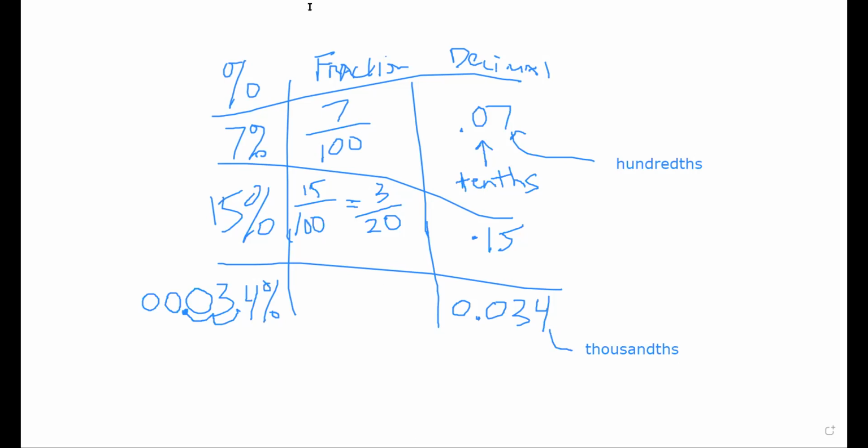So what's our fraction? Well, I could just take it straight out of these numbers. It's 34 out of 1,000. Okay, those are both even numbers. I can reduce that. It's the same as 17 out of 500. Can I reduce that any further? Nope. 17 is a prime number.